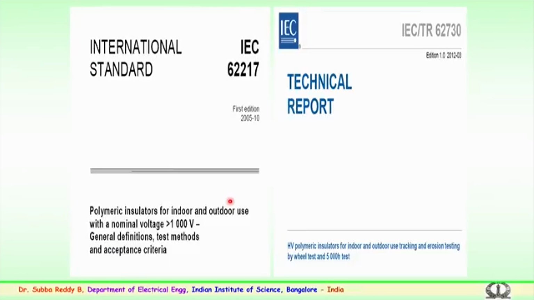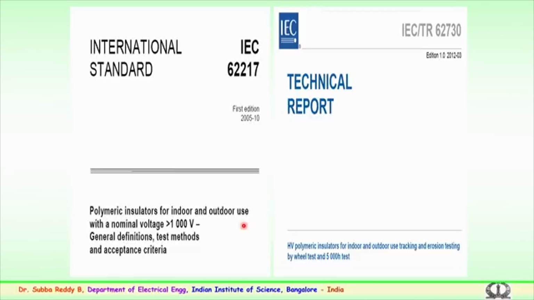Apart from the literature, there is some of the standards, that is the international standard IEC 62217, which covers polymeric insulators used for outdoor or indoor applications with a nominal voltage of more than 1 kilovolt. This clearly gives various procedures, methods and testing to be carried out for polymer or composite insulators before they are used in the field conditions.